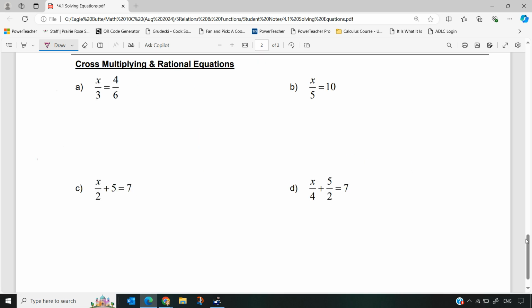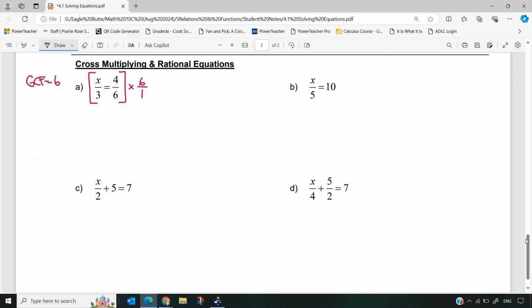Taking a look at our last set of examples, here we're going to be looking at cross-multiplying and rational equations. When we're working with rational equations, that means that we have something in the denominator, whether it's a variable or a number. And the easiest way to solve these equations is to get rid of the denominator. And what we can do is multiply the entire equation by our greatest common denominator. And so if I have x over 3 equals 4 over 6, my GCF for 3 and 6 is 6. And so I can bracket the entire equation and multiply by my GCF, which is 6. And when I'm multiplying by 6, that means I'm multiplying by 6 over 1.